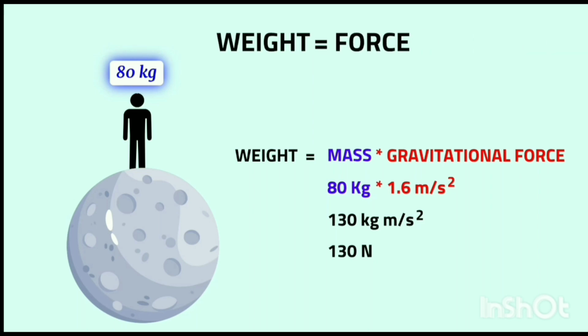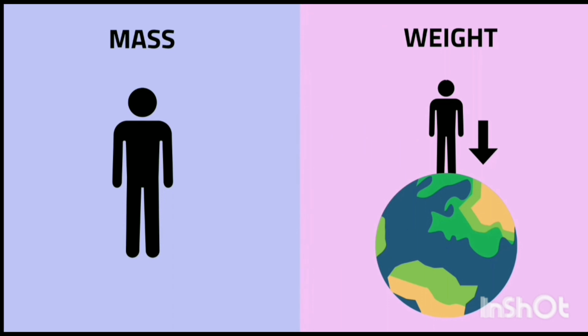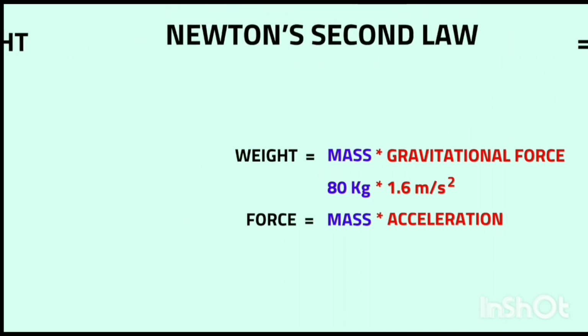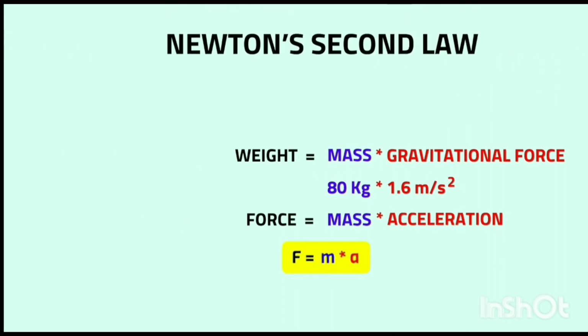It is a force. Thus, mass is the measurement of the amount of matter contained in an object, and weight is the measurement of how strong gravity pulls on the same object. Since weight is a force and gravitational pull is simply acceleration, we can rephrase it like this: force equals mass times acceleration. This is Newton's second law. F is equal to ma.